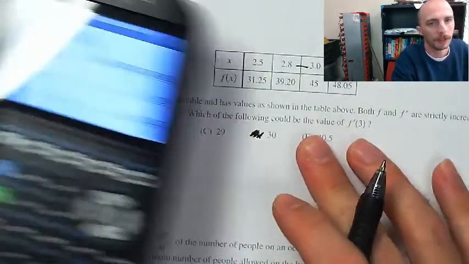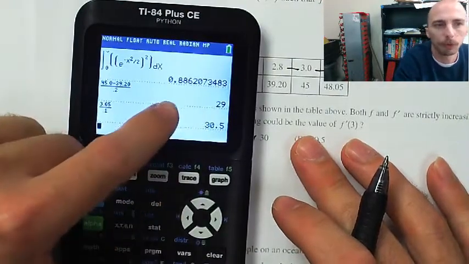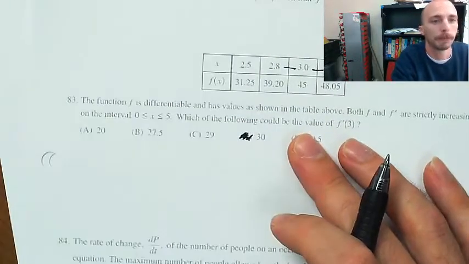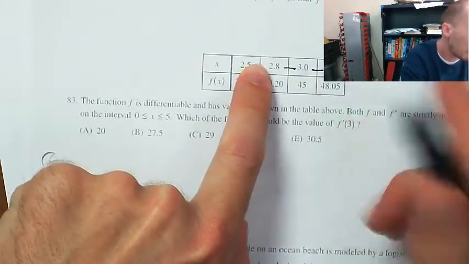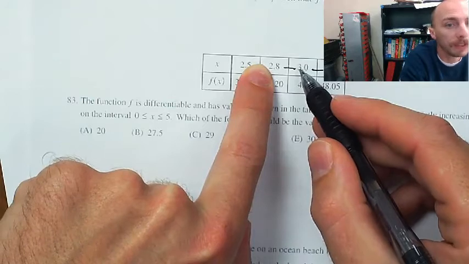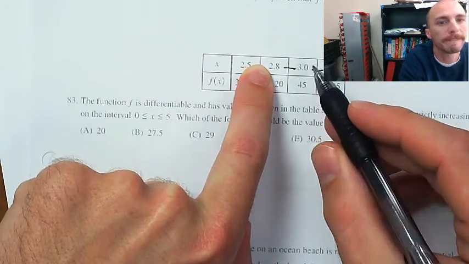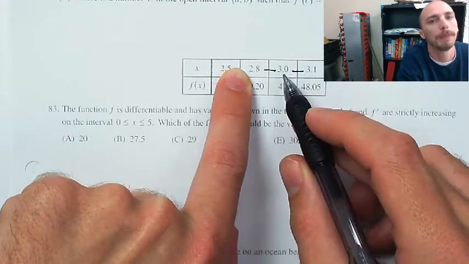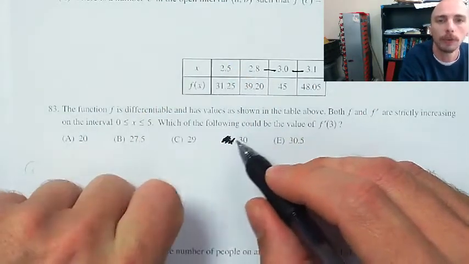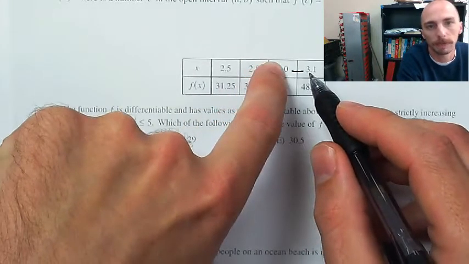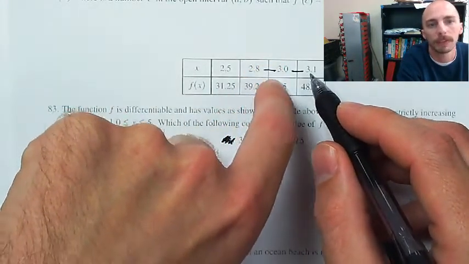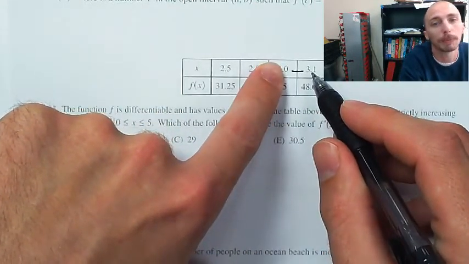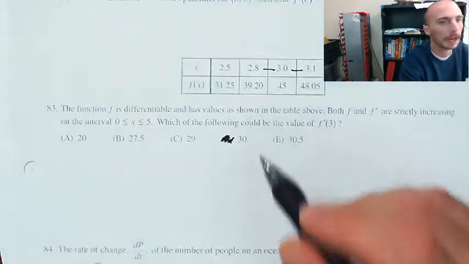Basically, since it's differentiable, and I did the average rate of change over 2.8 to 3.0, and it came back 29, I know for a fact that f prime equals 29 somewhere between these two. But specifically, f prime is equaling 29 before x equals 3. And if f prime is increasing, then f prime of 3 has to be bigger than 29, which 30 is. And then you can do the same reasoning over here. Getting 30.5 for your average rate of change means that f prime has to equal 30.5 somewhere between 3.0 and 3.1, meaning that f prime of 3.0 has to be less than 30.5.